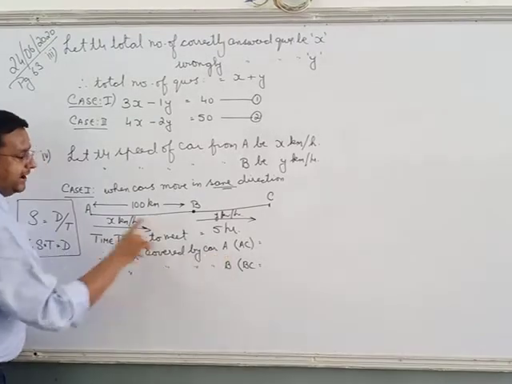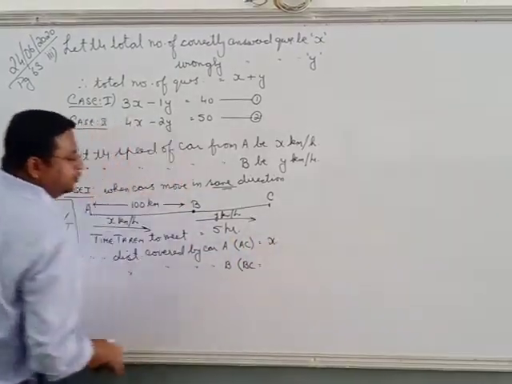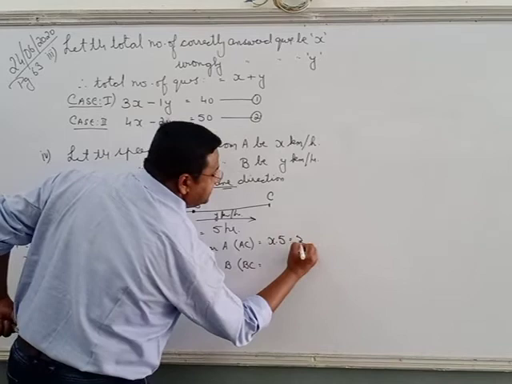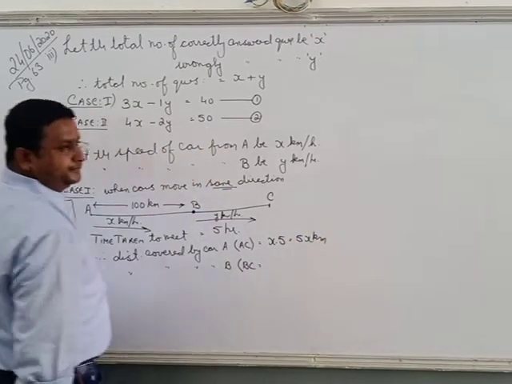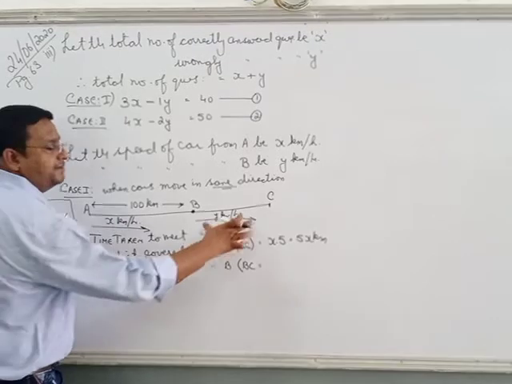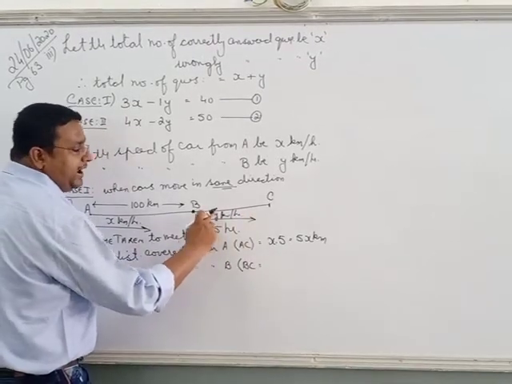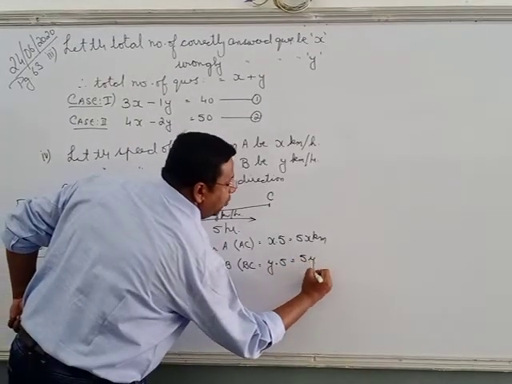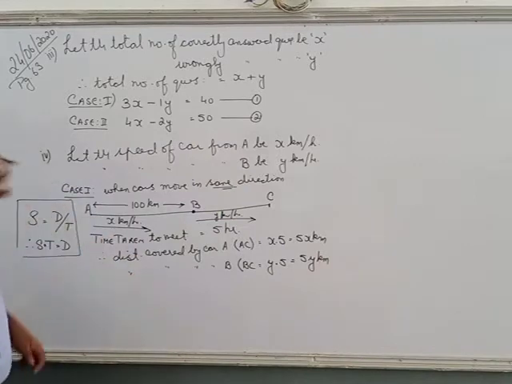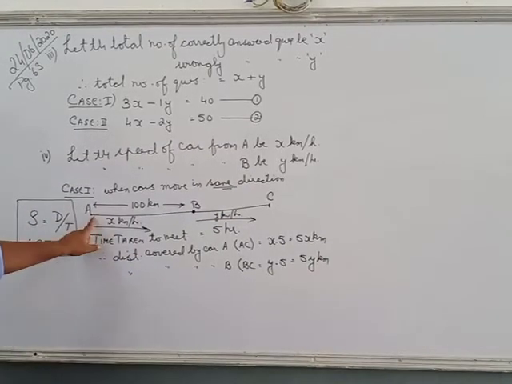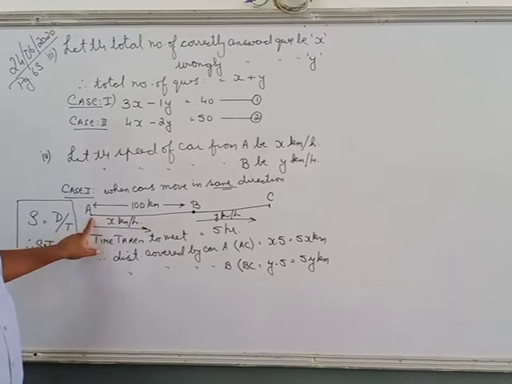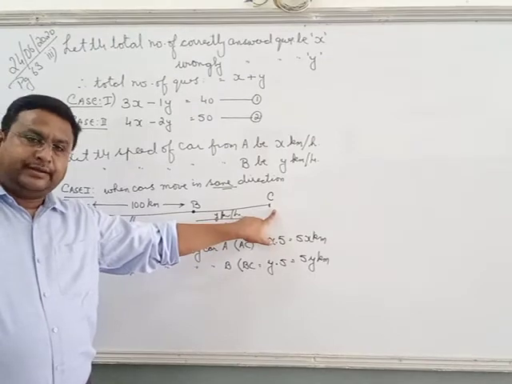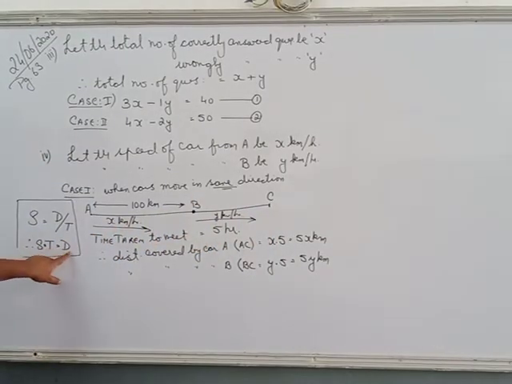What is the speed of car A? x, into time. How much is the time taken by car A? 5. So what is the distance traveled? 5x kilometers. Same way, distance covered by car B, BC. What is the speed? y. What is the time? 5 hours. So y into 5, that is 5y kilometers. First the distance between A and B was given. Now we have calculated the distance from A to C and from B to C. Correct? Using the formula, speed into time is equal to distance.